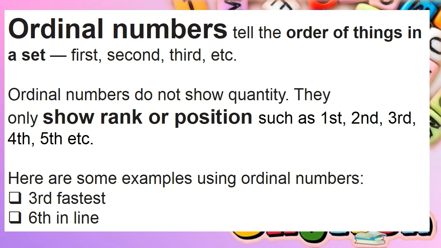Ordinal numbers tell the order of things in a set: first, second, third, etc. Ordinal numbers don't show quantity. They only show rank or position, such as first, second, third, fourth, fifth, etc. Here are some examples using ordinal numbers: third fastest, 6 in line.